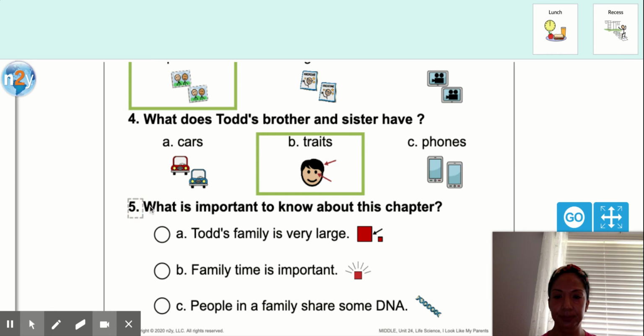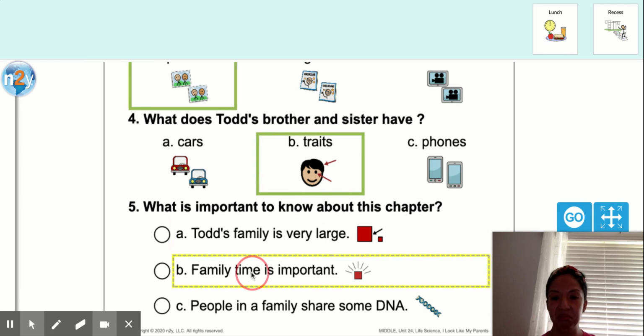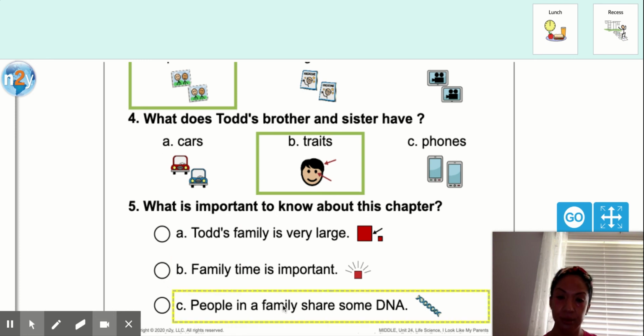Number 5. What is important to know about this chapter? Okay, well, what's important? Let's see. Todd's family is very large. Is it? Maybe. Family time is important. Yeah, that's true. People in a family share some DNA.